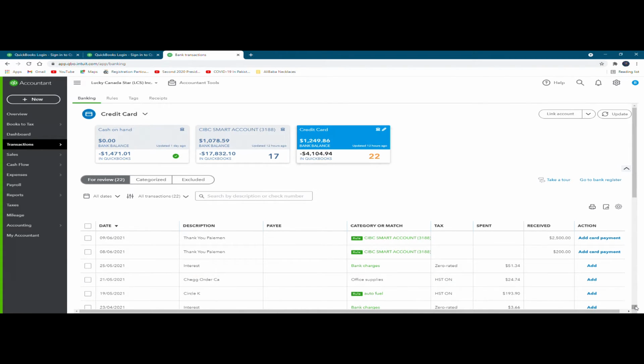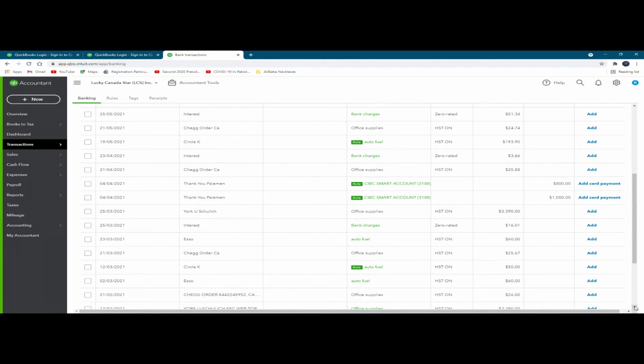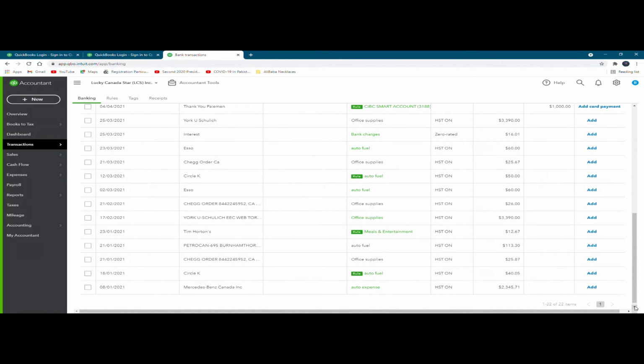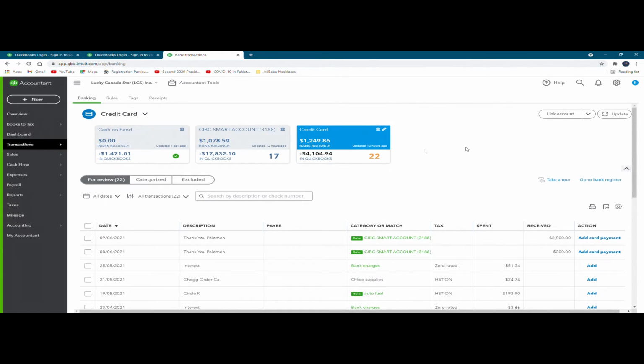For example, if we look at these transactions, we understand that there's a proper classification like bank charges, office supplies, auto fuel, etc., but there may be certain transactions under the heading uncategorized. For that you need to wait for, for example, the bank statement, so that you can figure out what is the true nature of that transaction, or probably you're going to ask your client to provide that additional information.